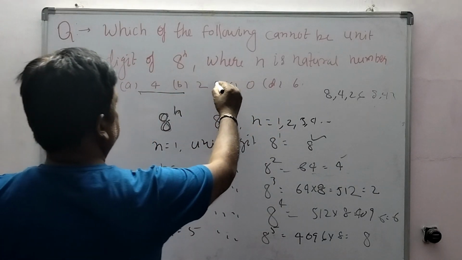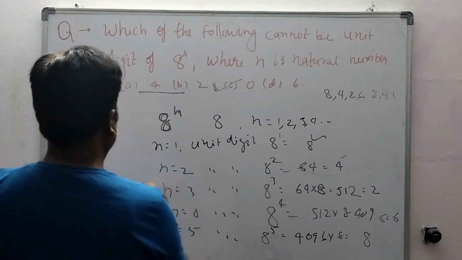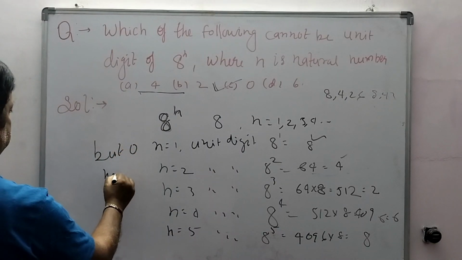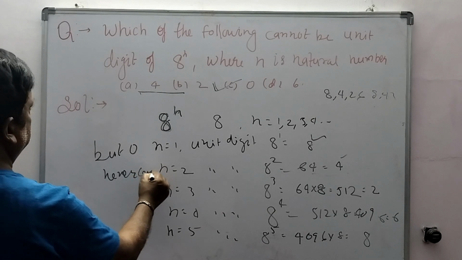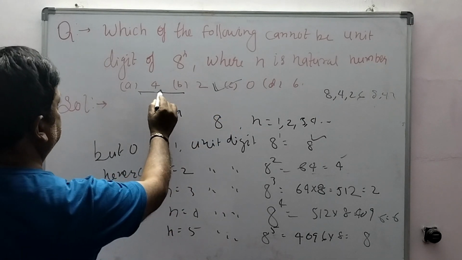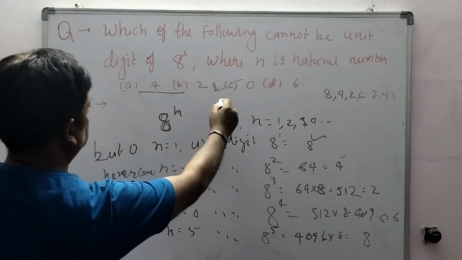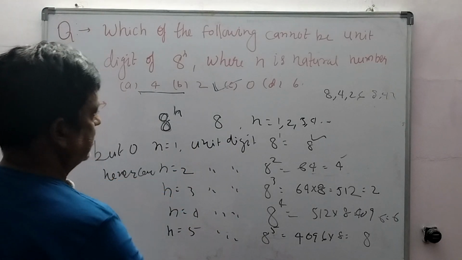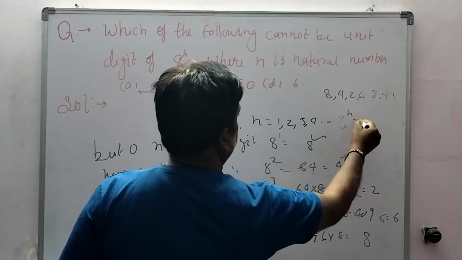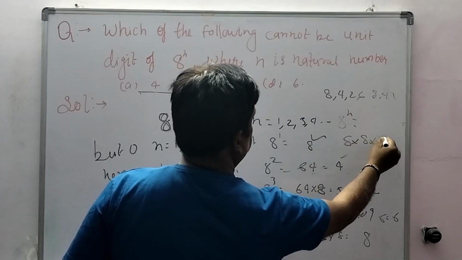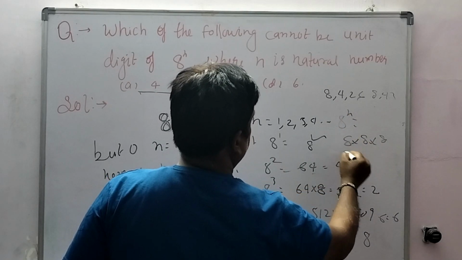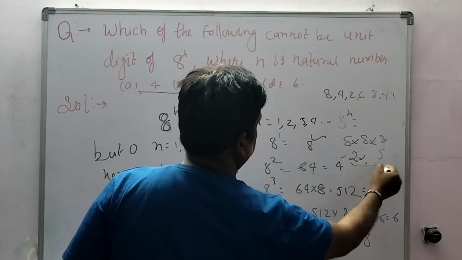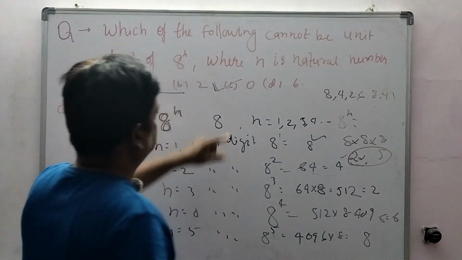But 0 never comes. So the answer is 0, it never comes. 8, 4, 2, 6 keep coming, but 0 does not come. In any condition, 0 will not come because 8 to the power n is 8 into 8 into 8. Here 2 is available, but the prime factor 5 is not available. Without the factor 5, we cannot get 0.